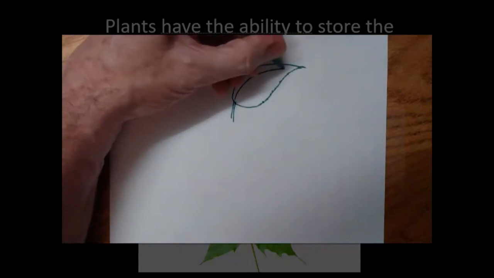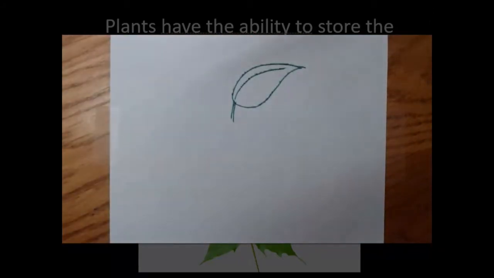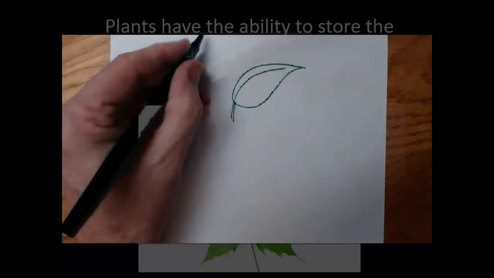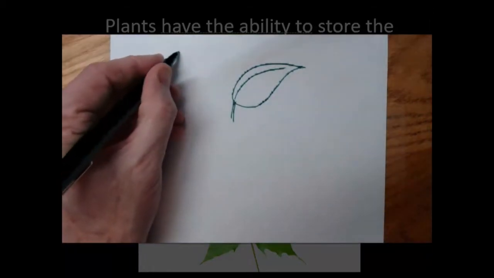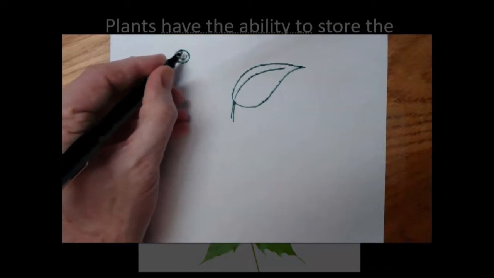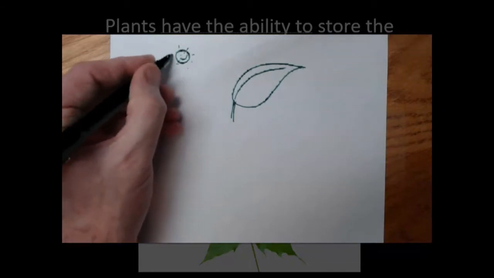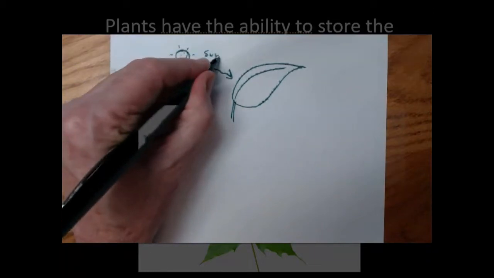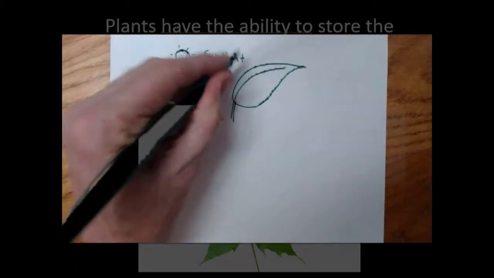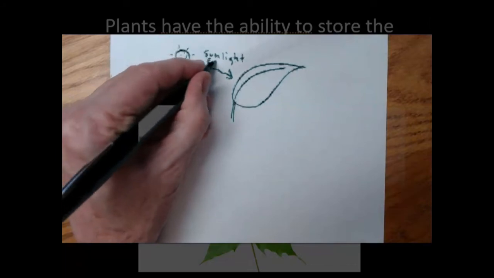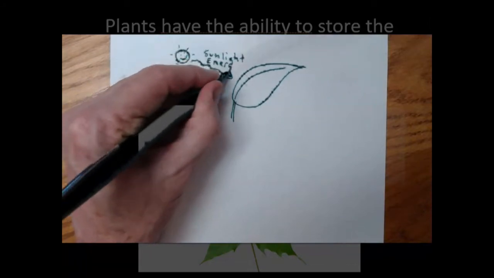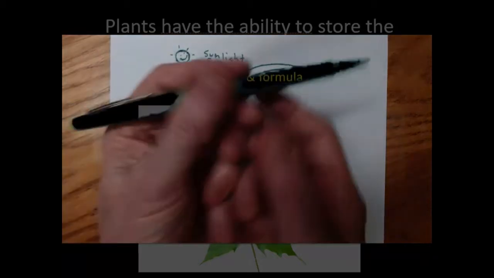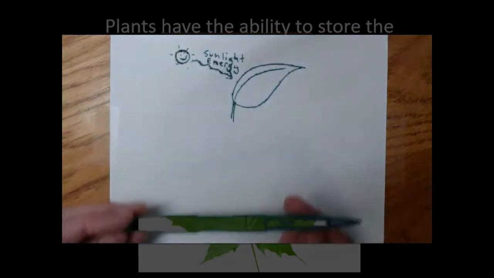Okay, so here's a leaf, right? Now, leaves are amazing because they have this ability to do this photosynthesis thing. Oops, I was off the page, so I'll go ahead and do that again. So here's the sun, and they can capture sunlight energy. Write that down. Sunlight energy. Okay. My pen is the same color as the green screen. I wonder if that makes a difference.